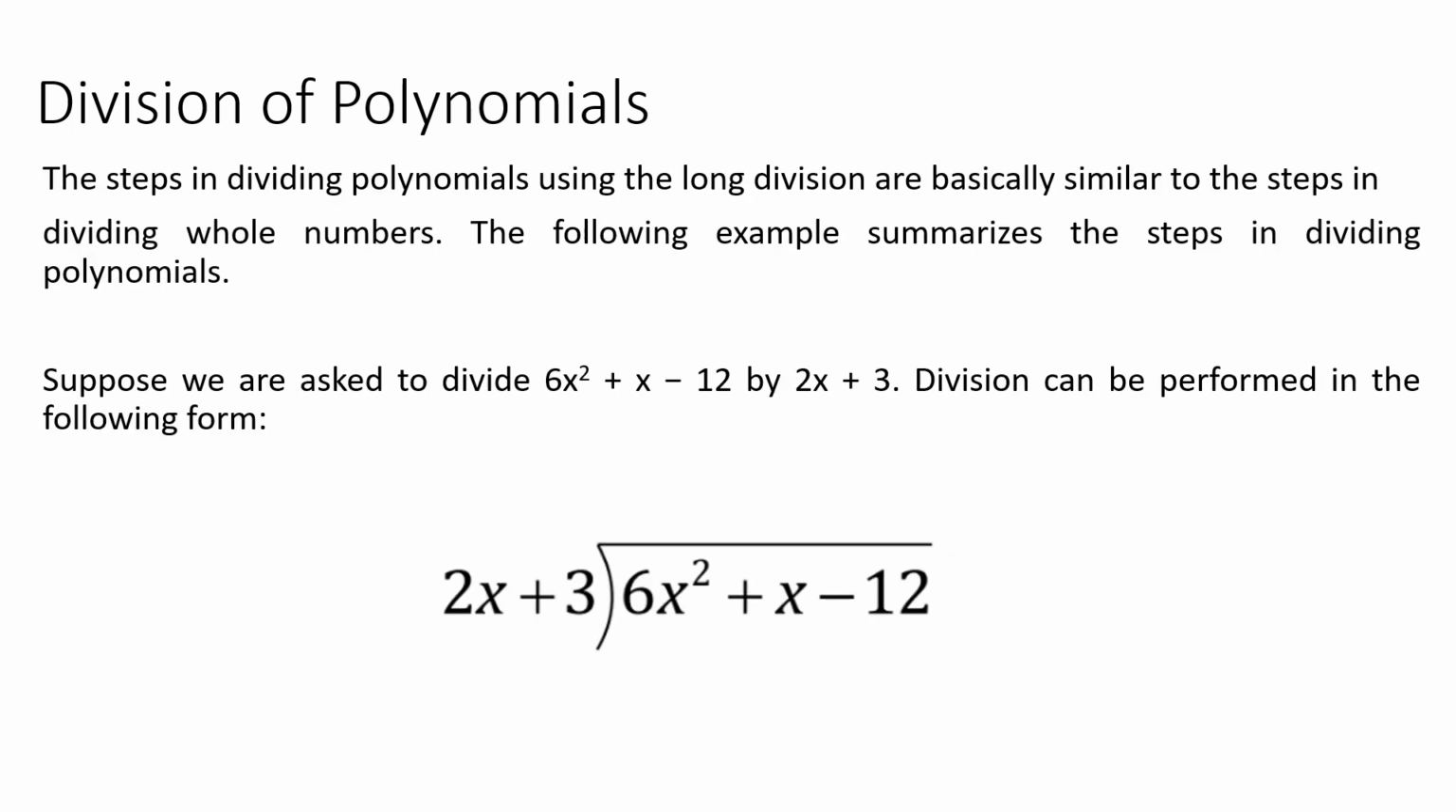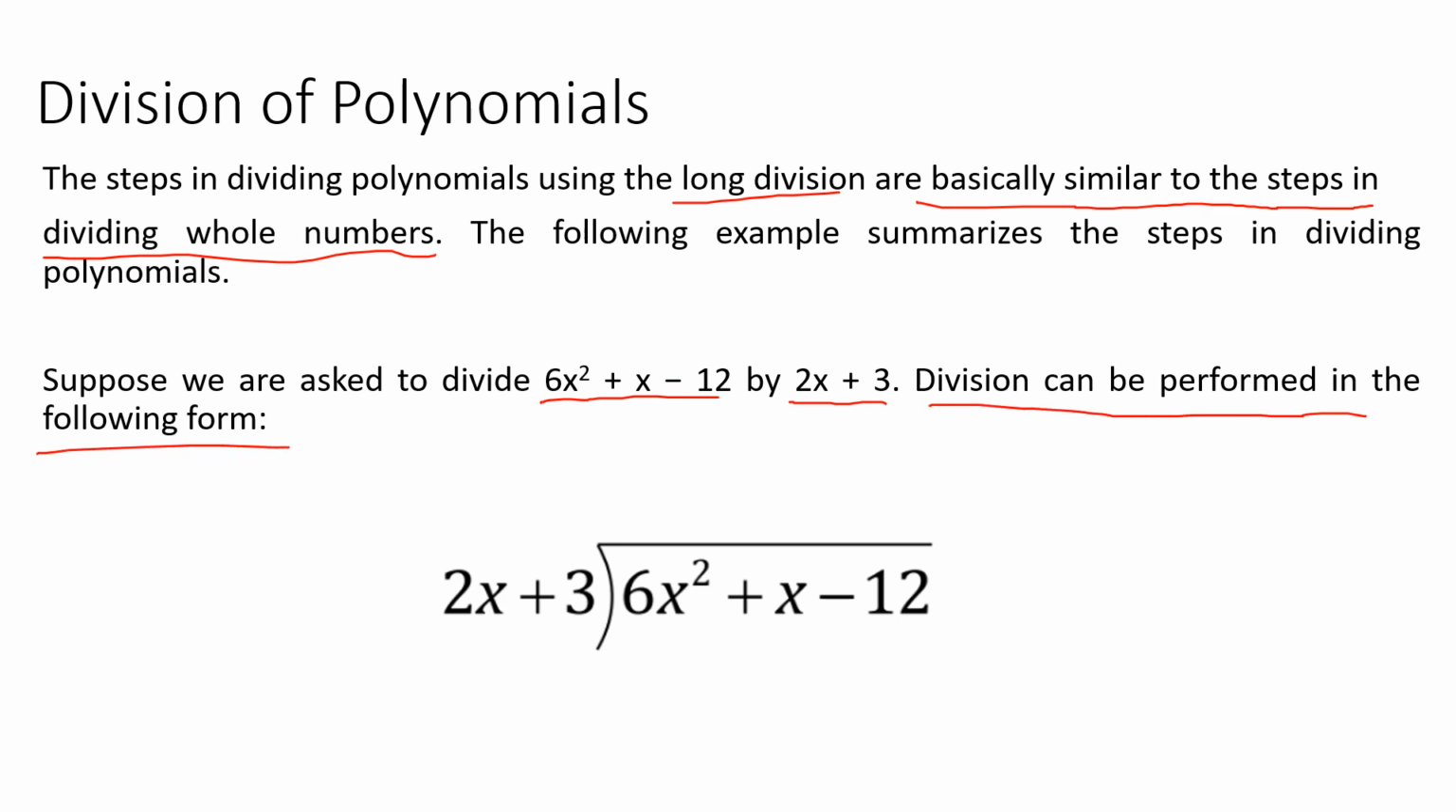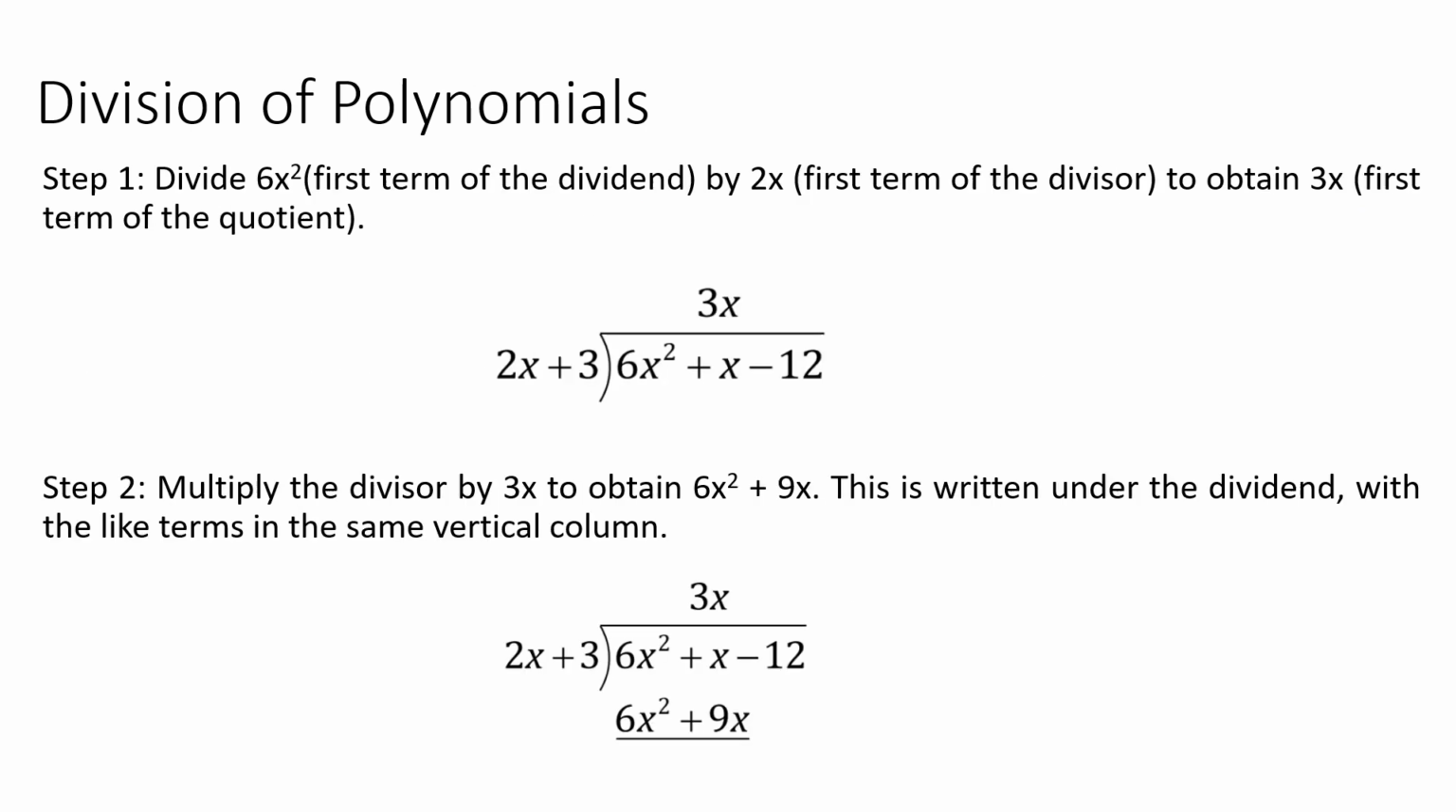Take note that the laws of exponent can be very useful when dealing with monomial divisors. However, if we have a polynomial and a binomial, we can apply long division, which is basically similar to the steps in dividing whole numbers. Let us have the given example. Suppose we are asked to divide 6x squared plus x minus 12 by 2x plus 3. So the division can be performed in the following form. We have the division sign, and inside it is 6x squared plus x minus 12 as your dividend and 2x plus 3 as your divisor.